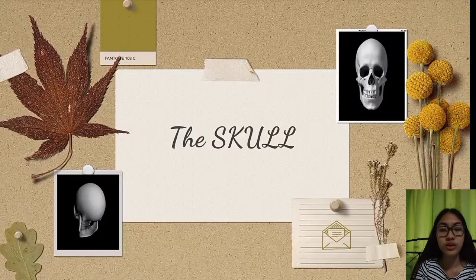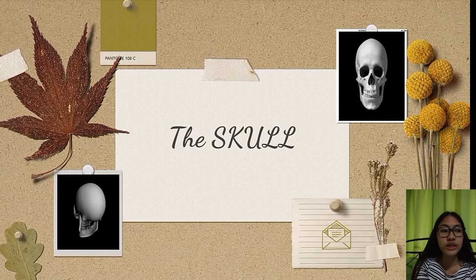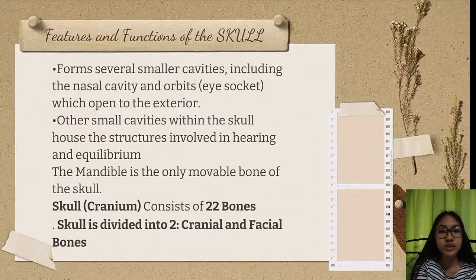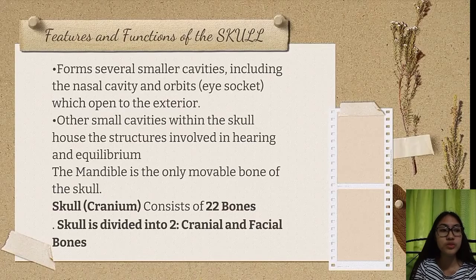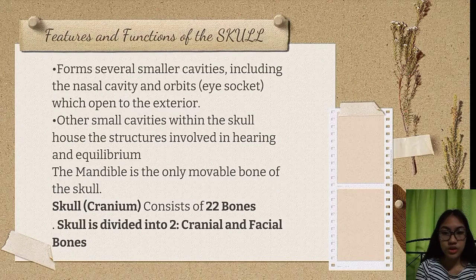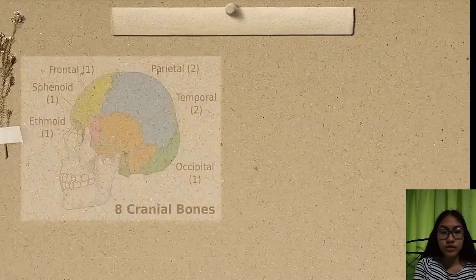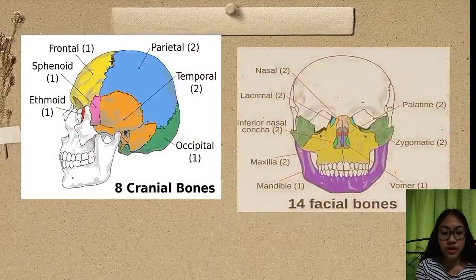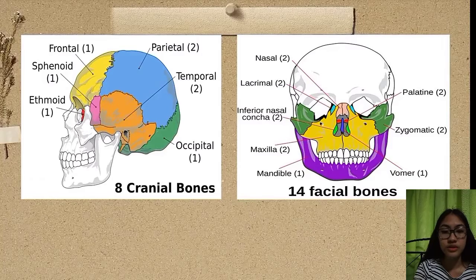Now we move on to the skull. The skull has its features and functions. It forms several cavities, including the nasal cavity and the orbits or the eye sockets, which open to the exterior. Other small cavities within the skull house the structures involved in hearing and equilibrium. The mandible is the only movable bone of the skull. The function of the bones of the skull is to provide protection and structure. Structurally, it provides an anchor for tendinous and muscular attachments of the muscles of the skull and the face.